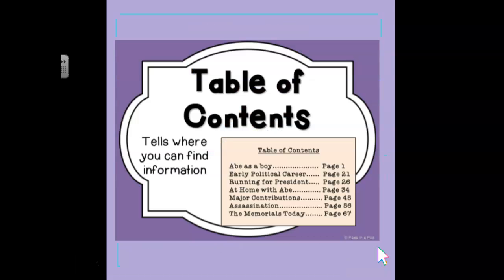All right, so you learned last year about a table of contents. Where do we find a table of contents? At the beginning of the book. It's usually right after the title page.